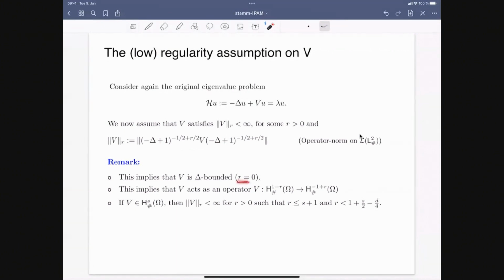So if R is equal to 0, then this means it is Laplace bounded. And you have this embedding theorem: if V is in H^s, then it has this R-form boundedness property for R's satisfying this. This comes from Sobolev embeddings. But in general, it can be quite weak.